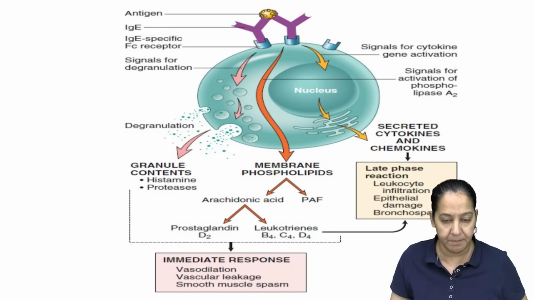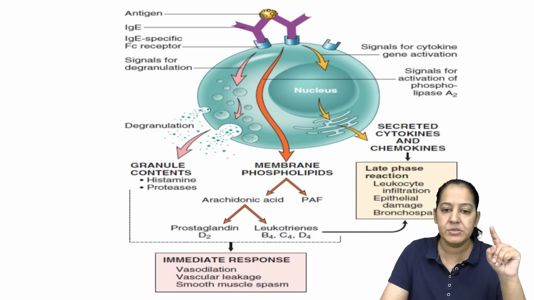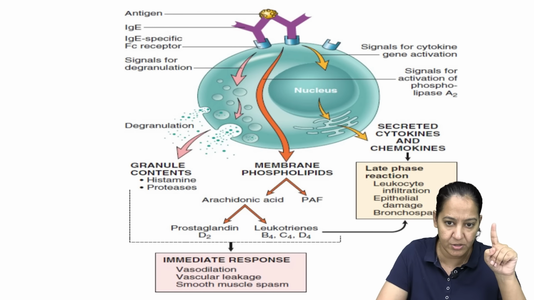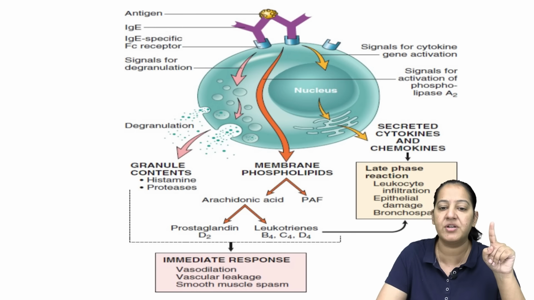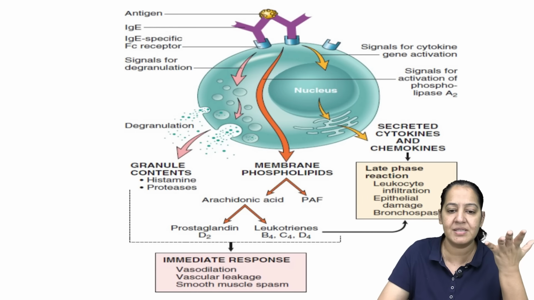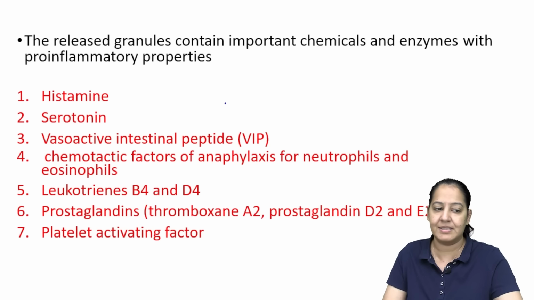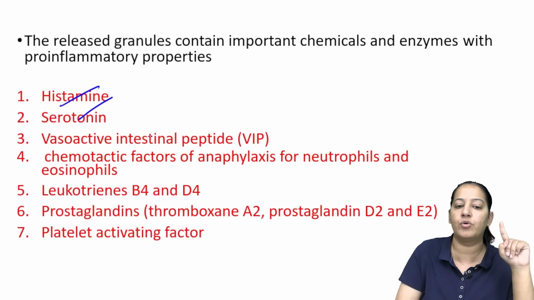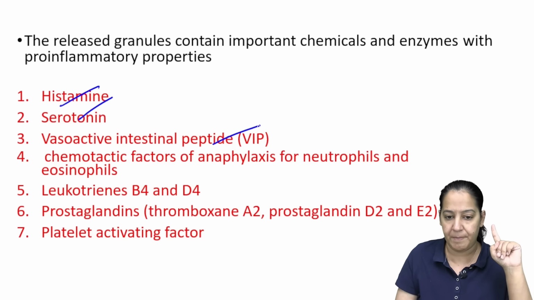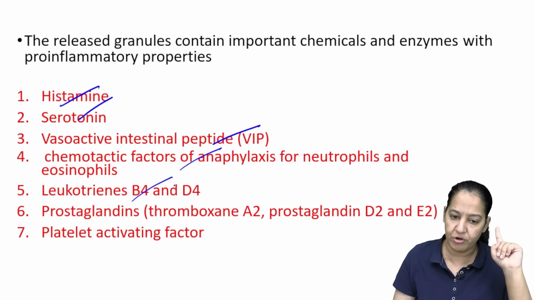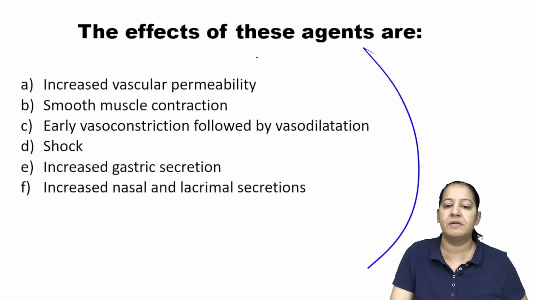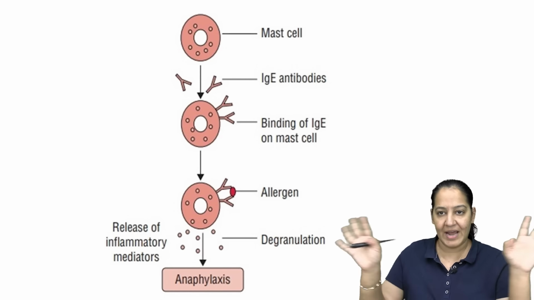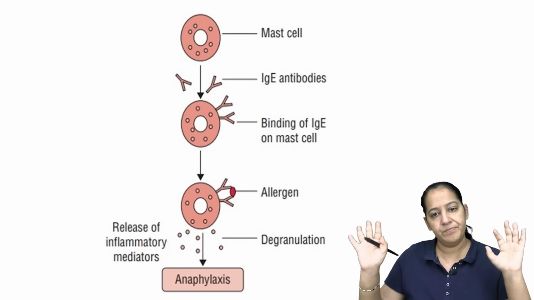Can you see this diagram? These are the IgE antibodies present on the surface of the mast cell. Can you see this is the antigen coming and binding? As soon as the antigen comes and binds, the signal is given. So the mast cell is bursting, and can you see the granules coming out? The granules may contain histamine, serotonin, vasoactive intestinal polypeptide, chemotactic factors, leukotriene B4, D4, prostaglandins, platelet activating factor. They all are responsible for allergy. So the same diagram shown to you, that's all about it.